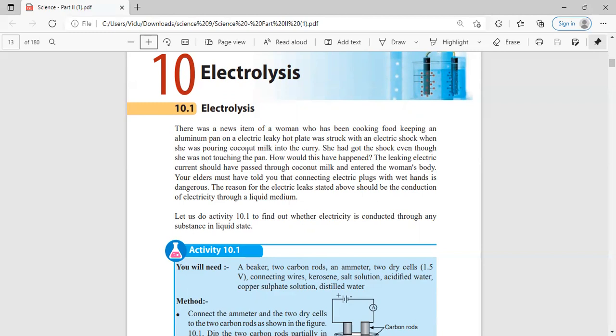The leaking electric current should have passed through the coconut milk and entered the woman's body. Your elders must have told you that connecting electric plugs with wet hands is dangerous. The reason for the electric leaks stated above should be the conduction of electricity through a liquid medium.